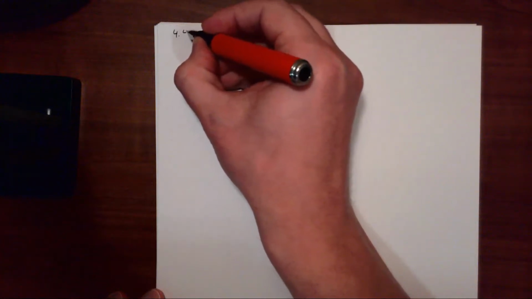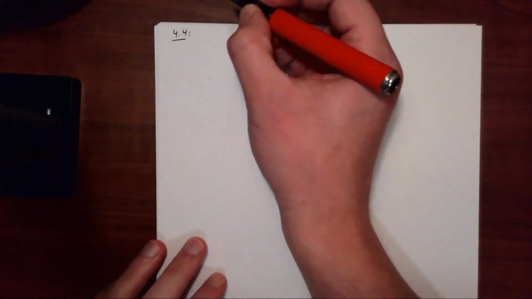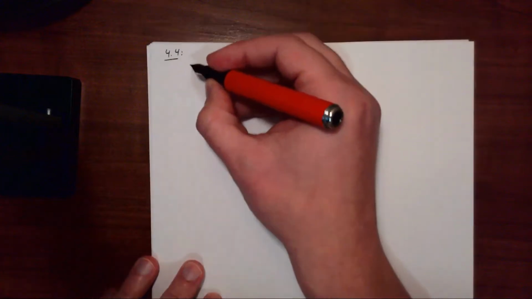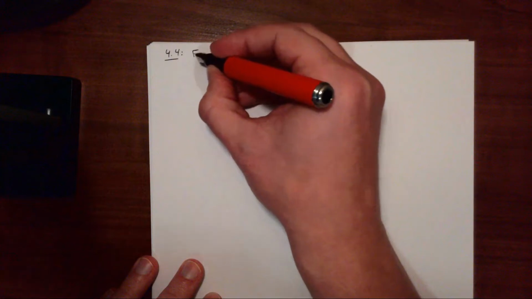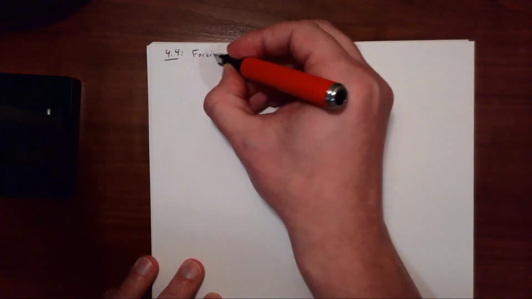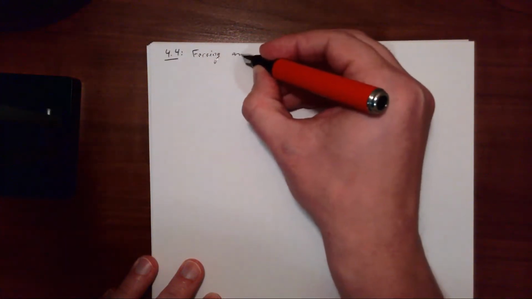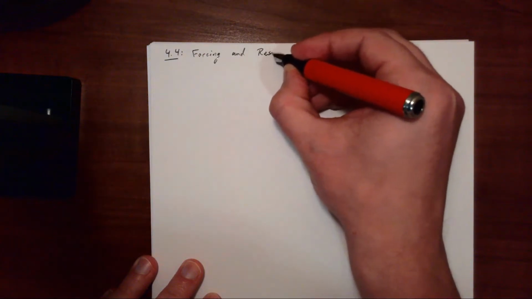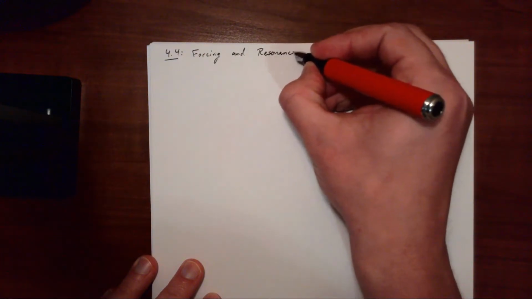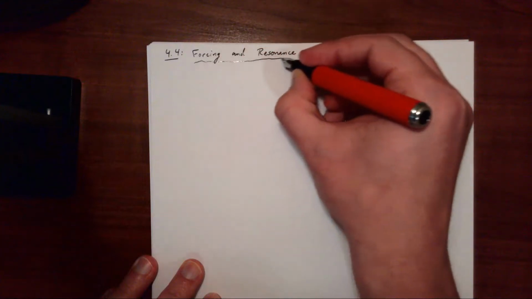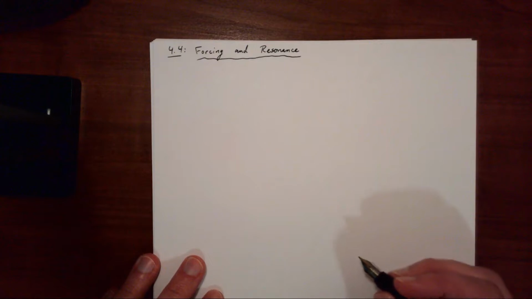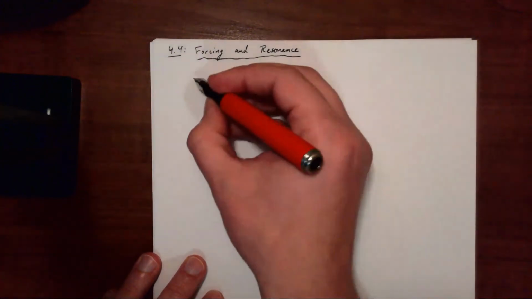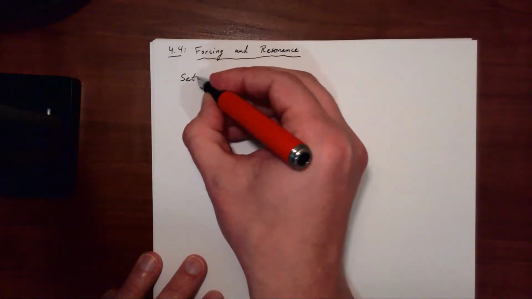So what we're going to talk about today is section 4.4, in which we will be discussing forcing and resonance. This is more or less a continuation of the same topics that we've been doing, just looking at a very specific phenomenon that happens in a specific category of examples. So let's talk about our setup.